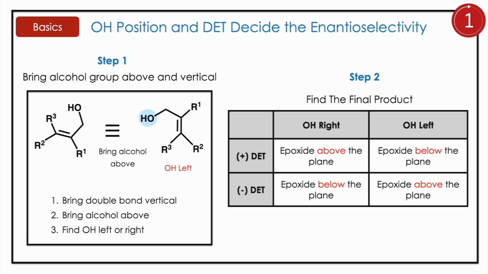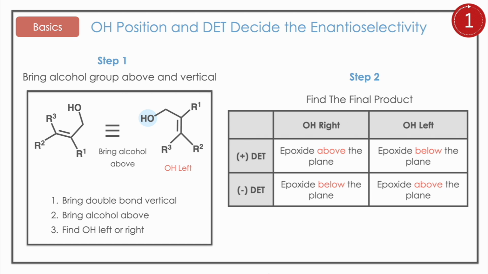Here I have given the matrix table: plus DET, minus DET, alcohol right side, alcohol left side. Plus DET, alcohol right means above the plane epoxide, OH left means below the plane epoxide. Minus DET, OH right means below the plane epoxide, OH left means above the plane epoxide. Better you memorize this table to avoid the confusion.